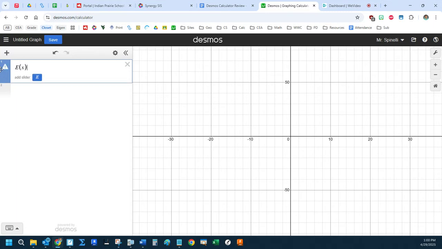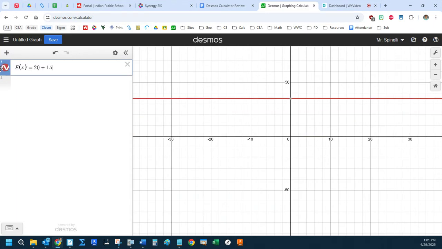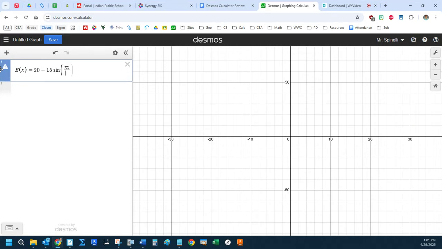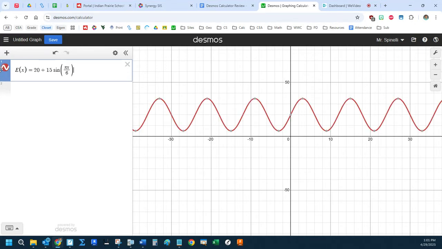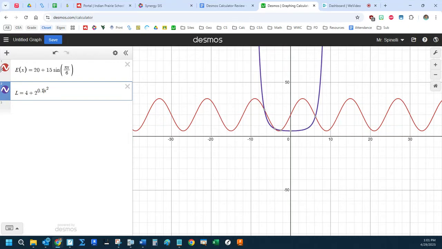So I'm going to define the functions, e to the x, and I'm just typing. So it's pi x over 6. Again, I'm using the division symbol to get the fractions. So that's the entering. Fish leave at a rate of 4 plus 2 to the 0.1 x squared. And I forgot to define this as L of x, just to be precise. So I've got both of them graphed.